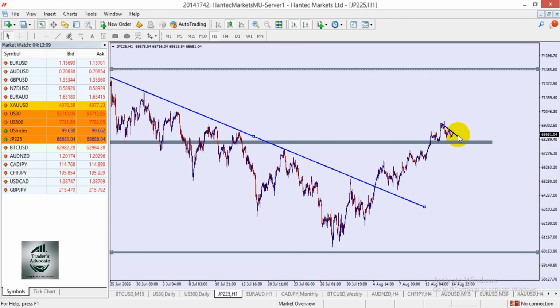Once price bounces here, wait for price to break above your counter trend line. Once you break above the counter trend line, I will be looking for a buying position. My stop loss will come somewhere below this area, and especially when we get to my overall target, which is somewhere around here.